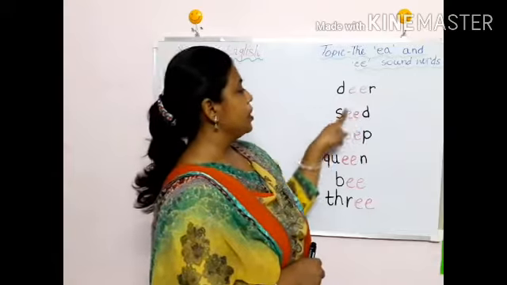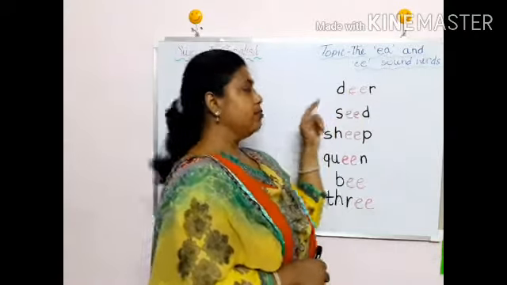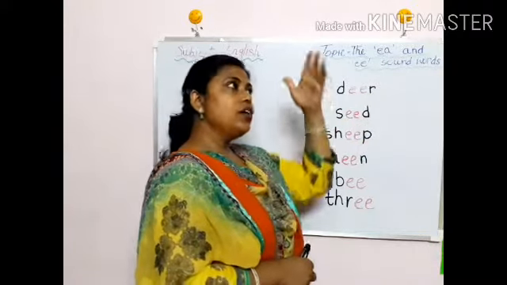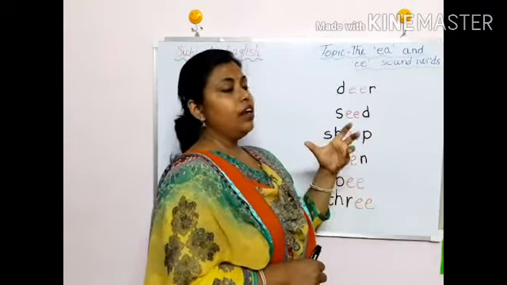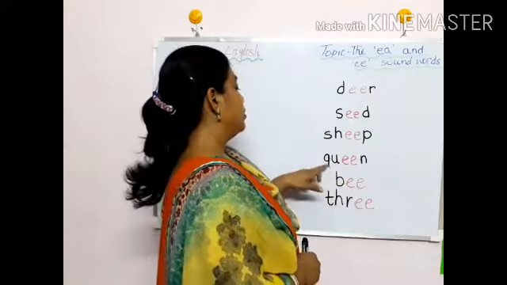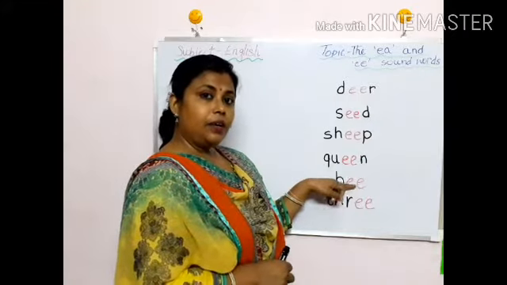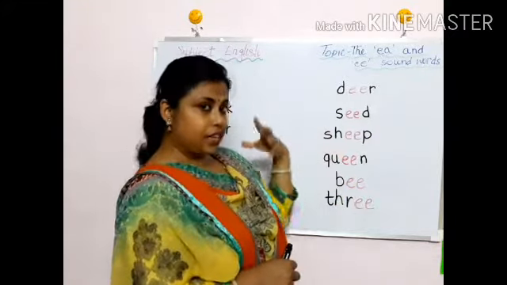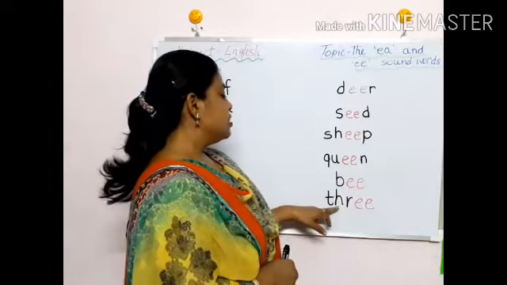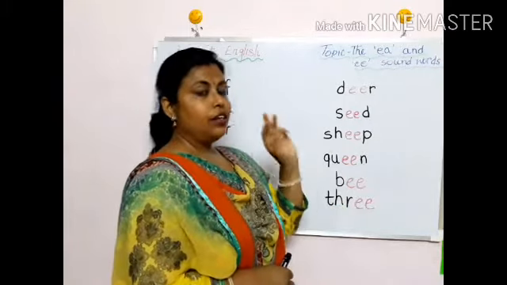Now here we come to double E. Two E. Now ma'am told you when they come together, we say double E, and the sound will also come E. D, E, R, deer. S, E, D, seed. How does the plant come? When we germinate seeds. S, H, sh, E, P, sheep. Q, U, qu, E, N, queen. B, E, bee. Honey bee, you have seen, na? It makes honey, you love it. Sweet. That is bee. T, H, R, E, E, three. Number three.